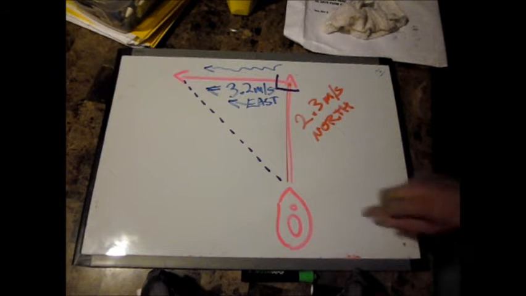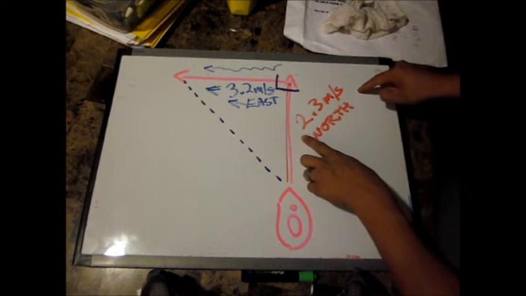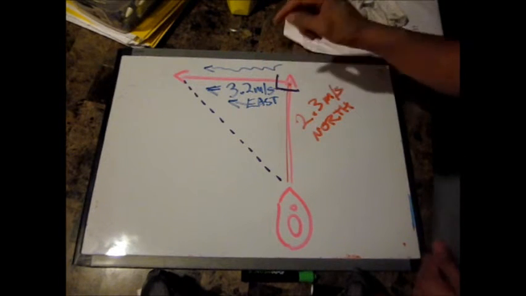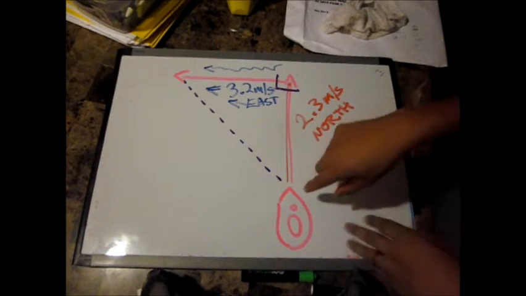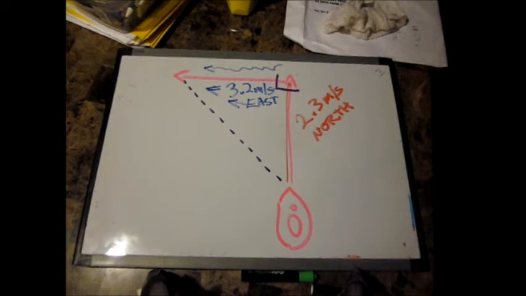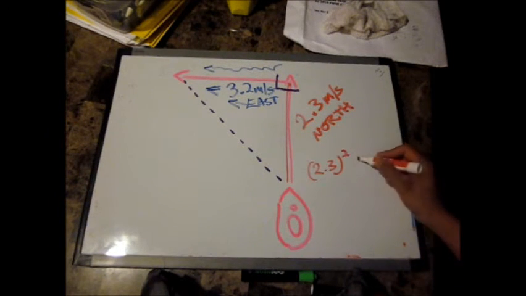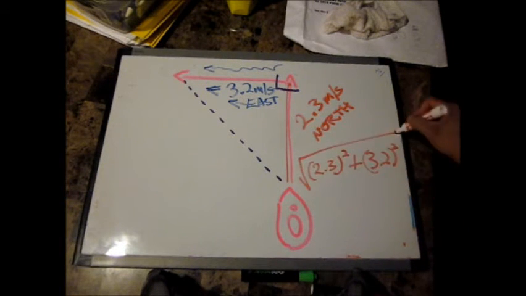Okay, in this question we're talking about a ferry that's moving up north at a velocity of 2.3, and it's going against a current eastward at 3.2 meters per second. And what that does is it creates a right triangle, and we're trying to find out the magnitude between the boat and its destination relative to the Earth's surface. So we basically just do the Pythagorean theorem, and we do 2.3 squared plus 3.2 squared, and we square root all of that together.